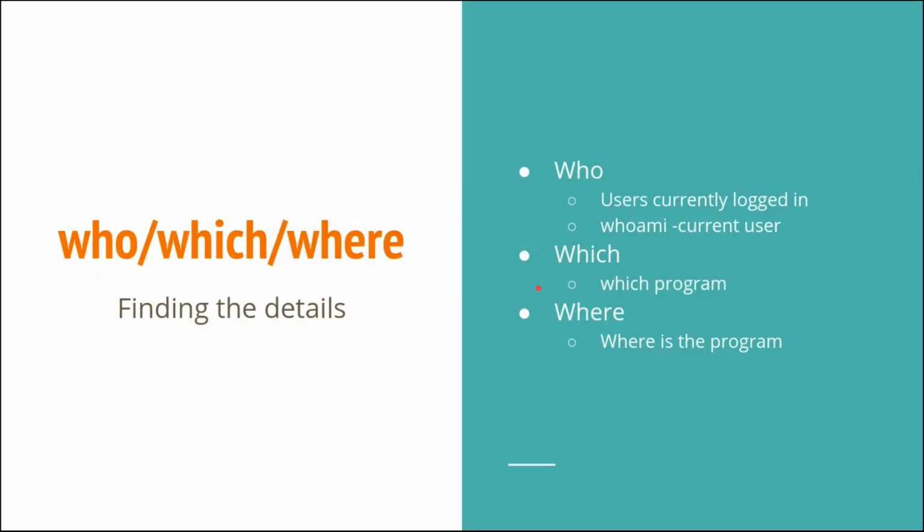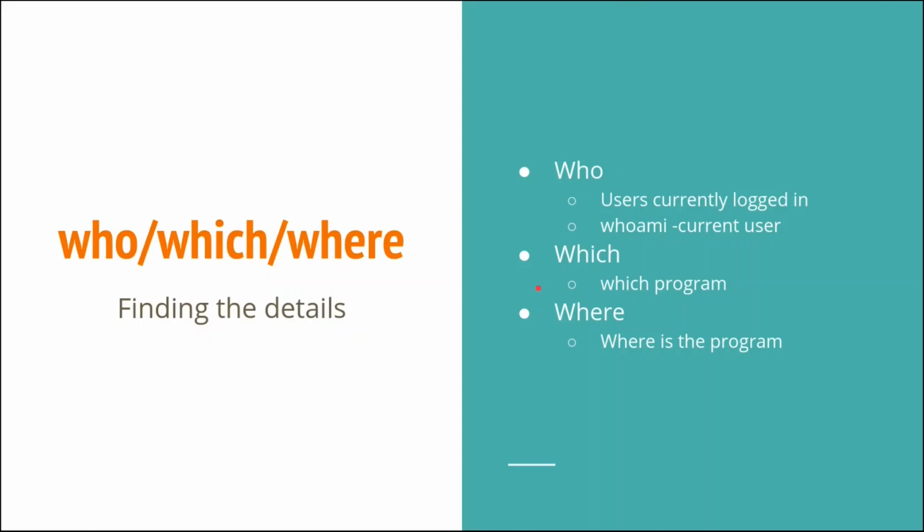So let's check the following commands, which are actually to find some details: who, which, and whereis. The who command is used to see which users are currently logged in. You can use another version of this command, that is who am I, which provides the details of the current user. Which is actually to check which program is situated, where is the location of that program.